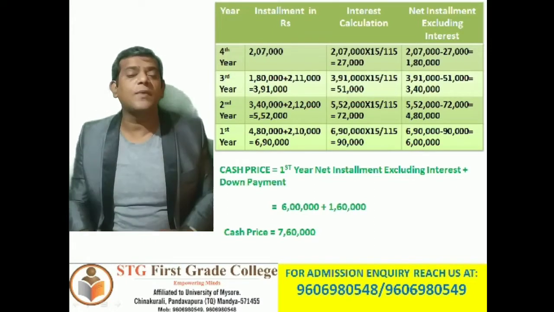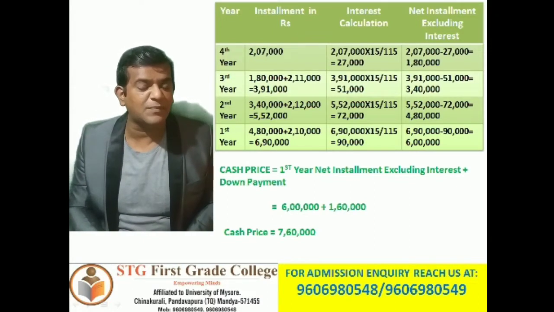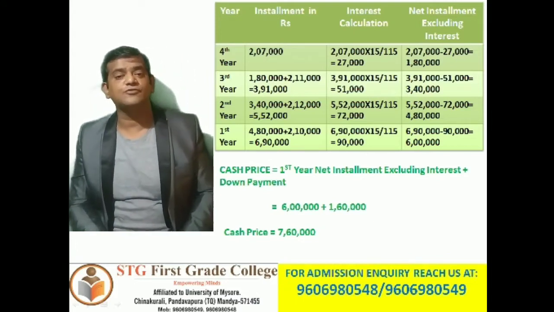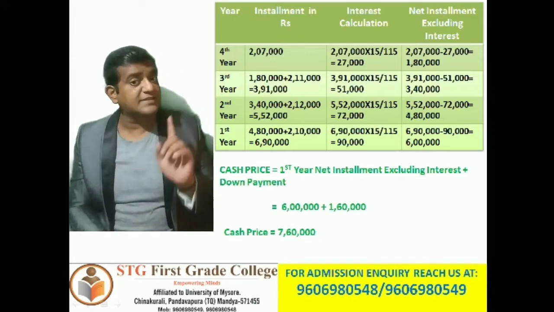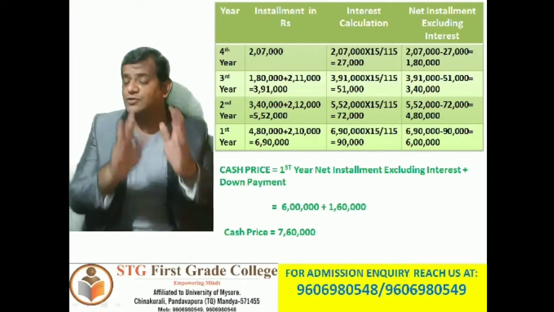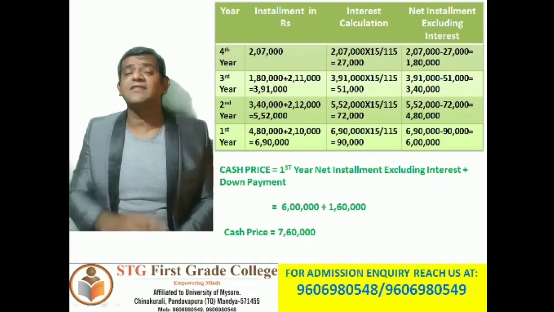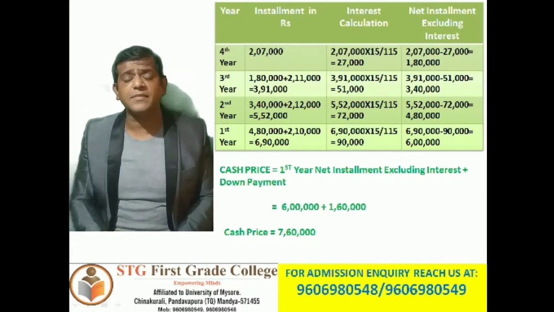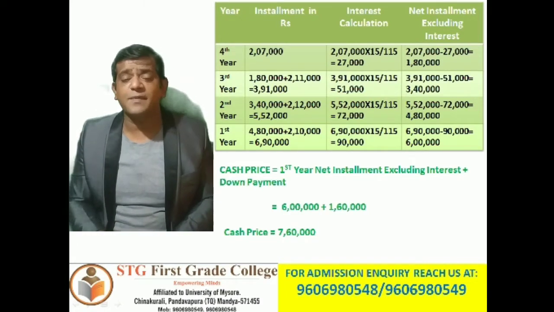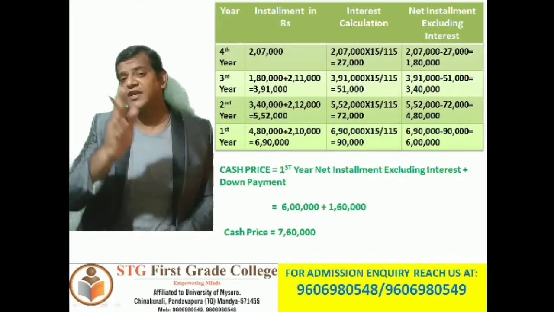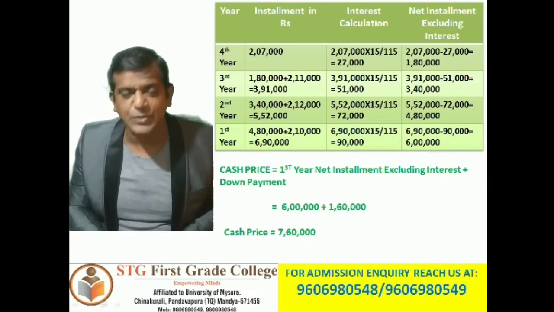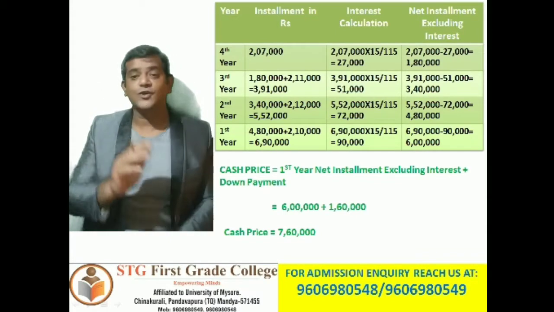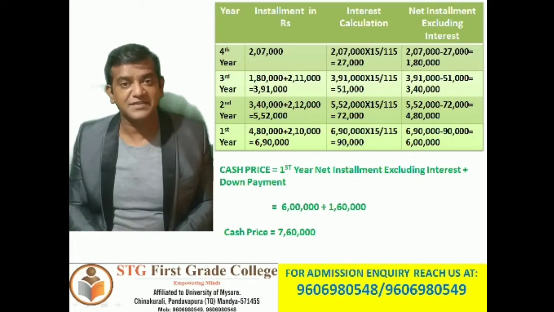So 4th year, how much the installment has been given in the problem? Check out the problem, how much? So 4th year installment 2,07,000, which I have taken directly here, 2,07,000 rupees. So now to calculate interest, 2,07,000 into, what was the formula I told before starting the table? That is percentage divided by 100 plus percentage, correct? So now 2,07,000 into 15 divided by 115.